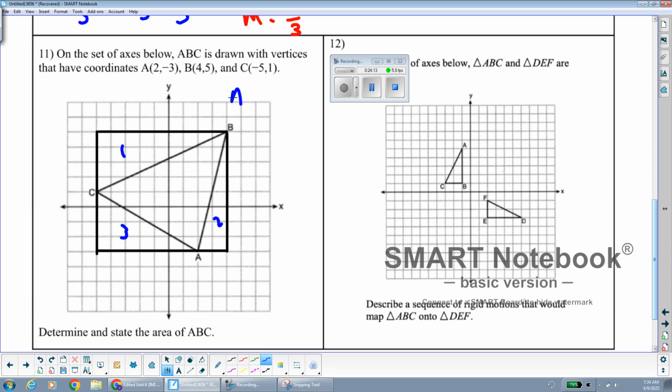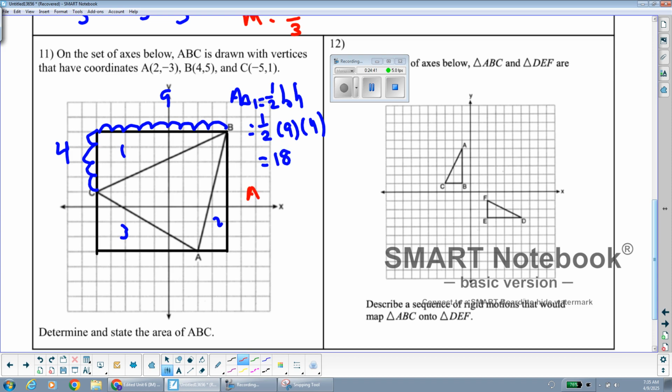So I'm going to find the area of triangle 1. 1/2 is my height. 1, 2, 3, 4, 5, 6, 7, 8, 9. 1, 2, 3, 4. So half of 9 times 4. That's half of 36, which is 18.